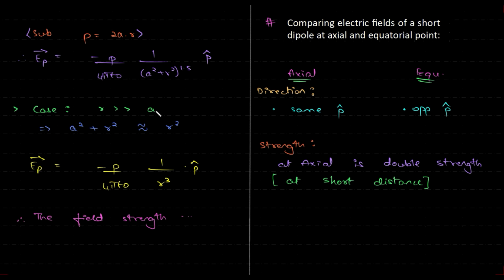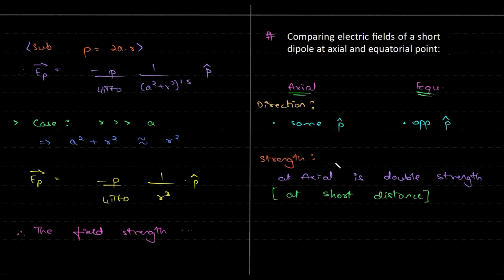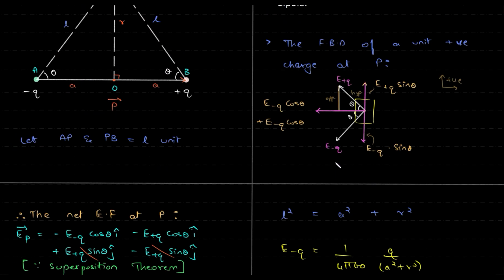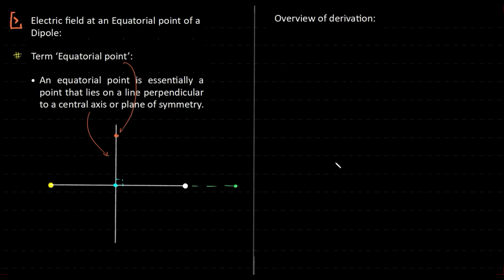And we have a small conclusion that for a very far region, the field reduces at the rate of the cube of its distance. And a small comparison between axial and equatorial. In terms of direction, it's same as P and opposite of P. Strength wise, along the axial line, it is a lot stronger. And that's it. So you can pause and have a look.